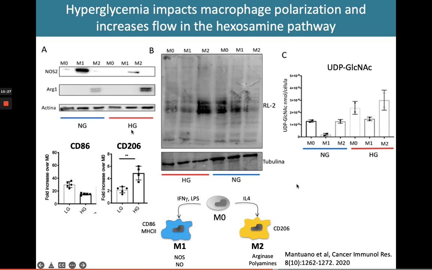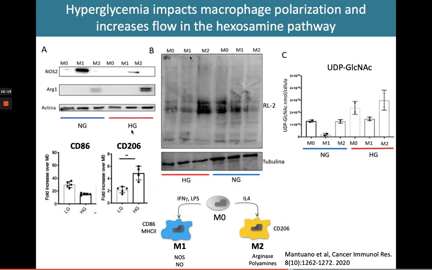Thus, the flow through the hexosamine biosynthetic pathway changes under hyperglycemia. So we measured the amount of UDP-GlcNAc in these macrophages, and we see that, yes, hyperglycemia increases UDP-GlcNAc levels in these cells, mainly in M2 macrophages. And here, regarding the O-GlcNAcylation of these macrophages, we see an increase in the O-GlcNAcylation, seen by the antibody against proteins that are O-GlcNAcylated. We see that the M2-like macrophages have more O-GlcNAcylated proteins.